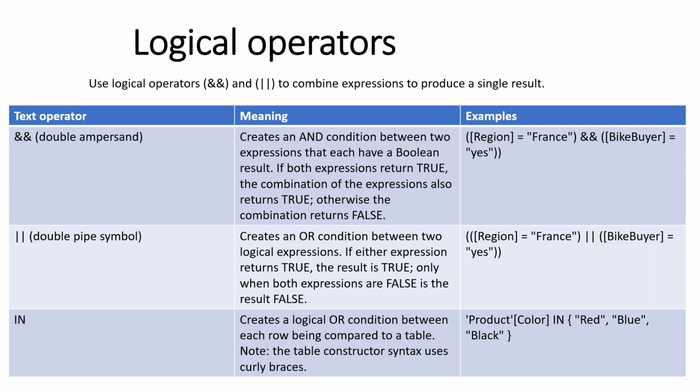Next, we have the double pipe symbol. The double pipe symbol creates an OR condition between two logical expressions. If either expression returns true, the result is true. Only when both expressions are false is the result false. Then we have IN, which creates a logical OR condition between each row being compared to a table. Table construction syntax uses curly braces.